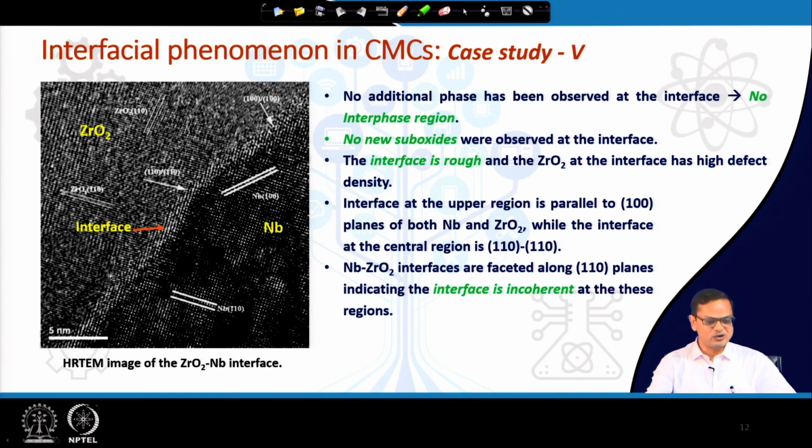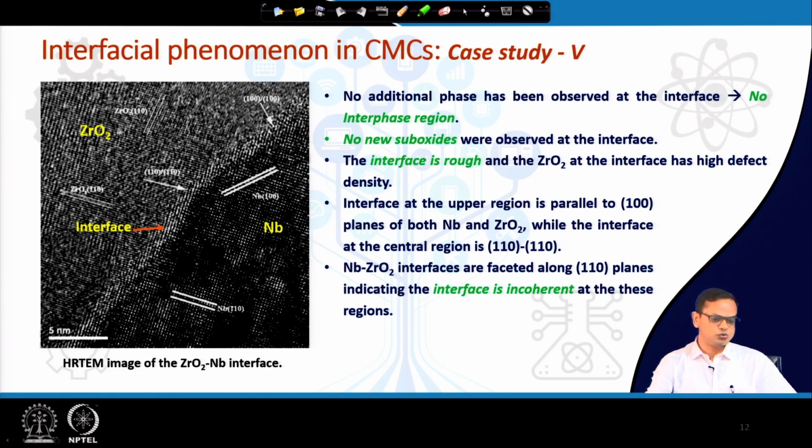So, you can see here this quite rough interface between the ZrO2 particle or ZrO2 grain and the niobium grain, and there is not any fixed relationship at the interface. Somewhere it is coherent, somewhere it is incoherent. So, basically you can call this particular interface an incoherent interface. Okay. And the interface is also quite clean.